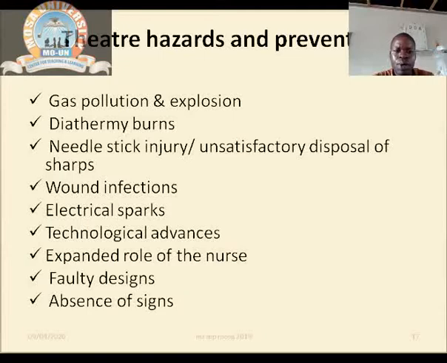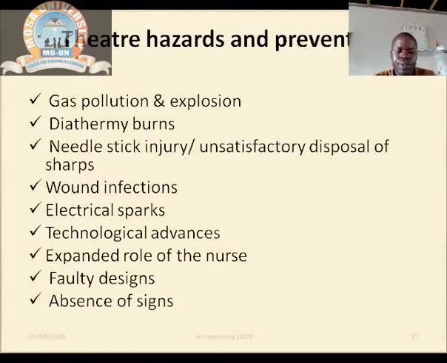We also have what we call needle stick injury and unsatisfactory disposal of sharps. So needle stick injury in theater is real. It's very real and it's more common. You cannot compare it with the other wards because in theater you deal with sharp instruments. So you really need to practice and take into consideration that needle stick injury in theater is real, and you need to prevent it by practicing a good disposal of sharp instruments.